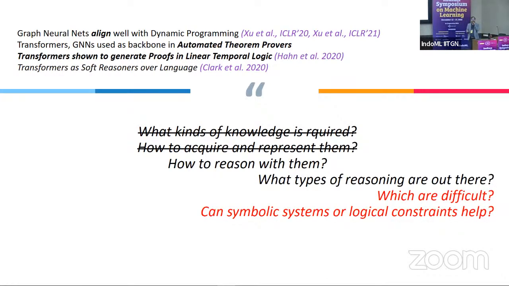I'll refine it in this manner: what types of reasoning are out there, right? So we'll look at what we mean by what types of reasoning. That is the whole point of this lecture, this talk. And which of them are difficult, right? Which of them the neural nets are actually able to do. We know that there are some reasoning that they are not able to do. We already saw some examples in numeric. And can symbolic systems or logical constraints help enhance these systems, right? So it's a simple debugging procedure, nothing else, right? But what we are looking at is to cut across reasoning dimensions rather than tasks or modalities, right?